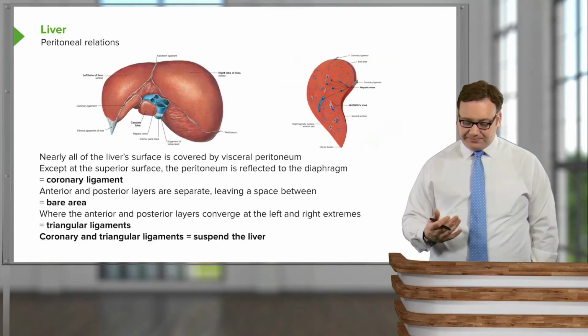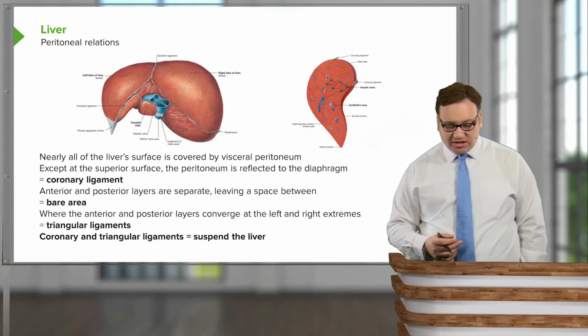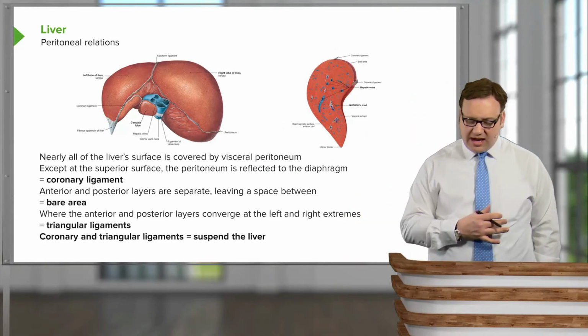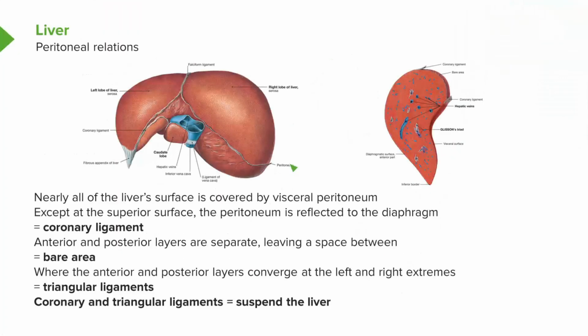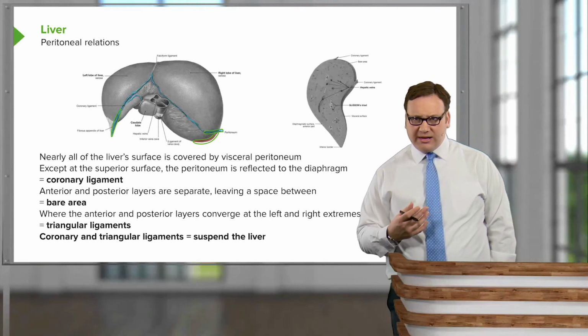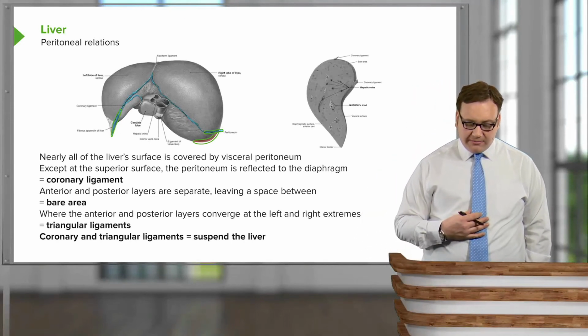There are some other ligaments that attach the liver to the right body wall, and to the left body wall, to the diaphragm, and these are known as triangular ligaments. Where this bare area here doesn't contain any peritoneum, where this anterior layer of the coronary ligament converges with the posterior coronary ligament, which will be round underneath here, we have left and right triangular ligaments, where these anterior layers of the coronary ligaments converge at the extreme.